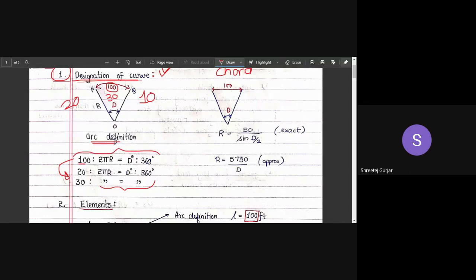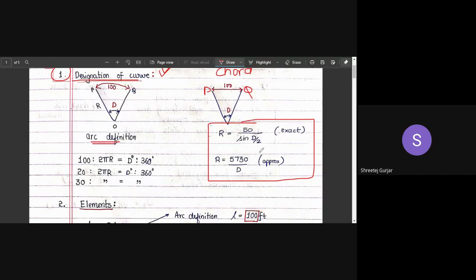Now, instead of giving you the arc length, if they give you the chord length, which I've drawn over here, the straight line between P and Q, you have to use this particular formula. We have two formulas with us, one exact formula and one approximate formula. You have to remember these two. The chord length, remember, is 100 feet. That is a standard thing which we use, and usually this will not be asked. Usually they will ask you regarding the arc definition.